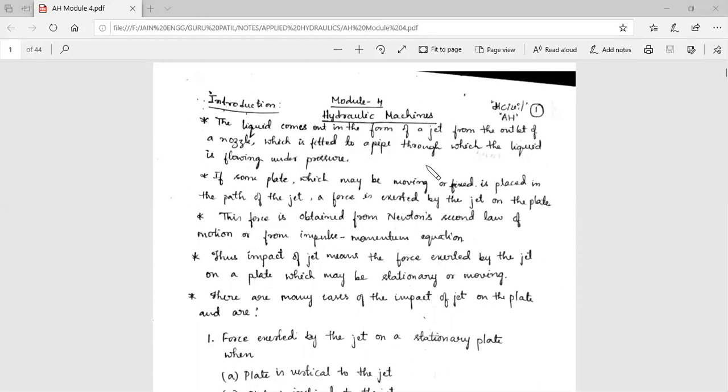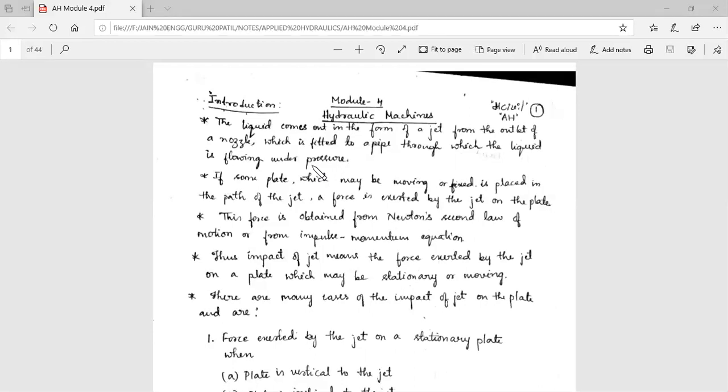The liquid that comes out in the form of a jet from the jet nozzle, which is fitted in a pipe through which the liquid flows under pressure. The water that comes out in the form of a jet as outlet from the nozzle is called the jet propulsion.